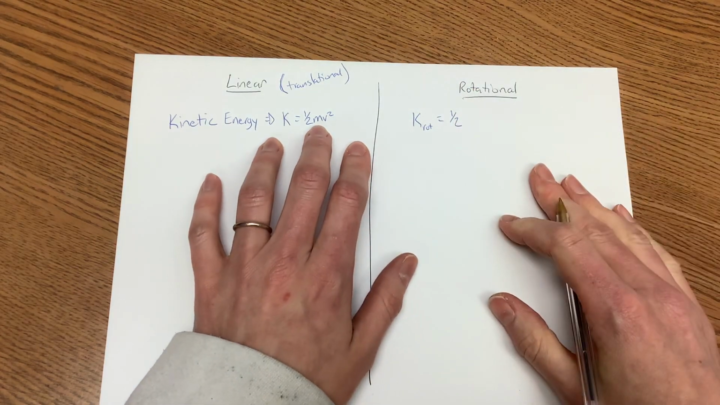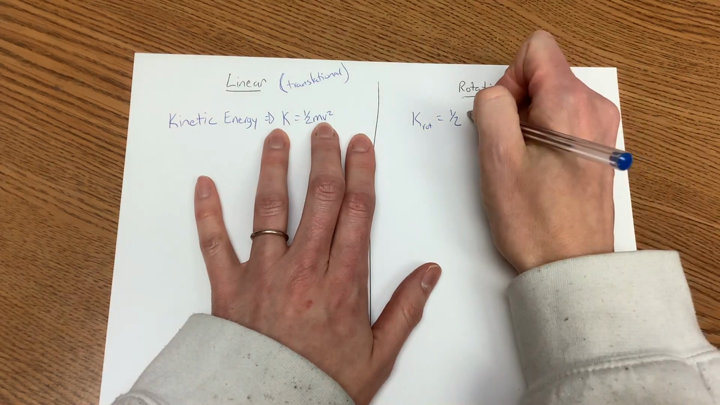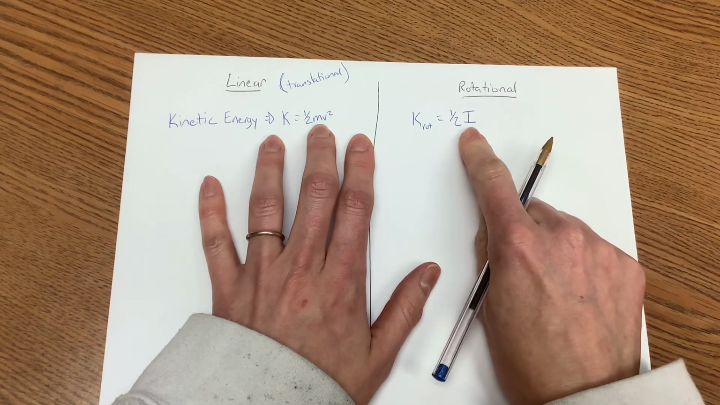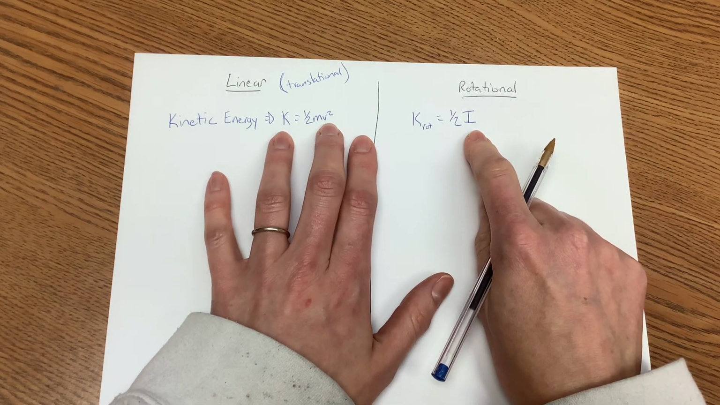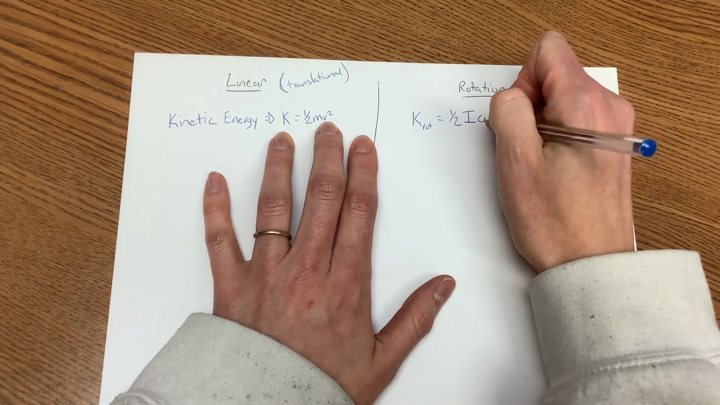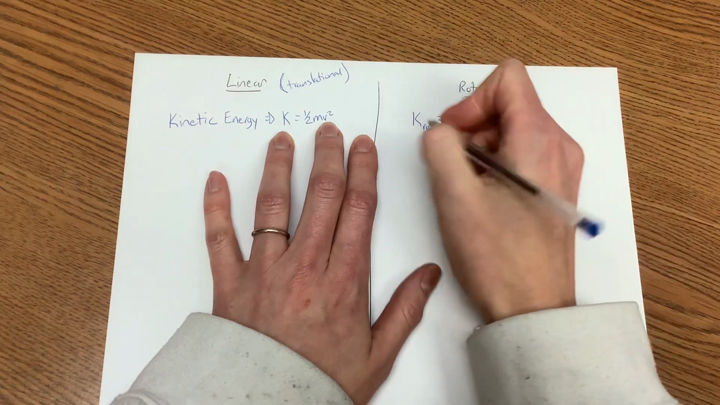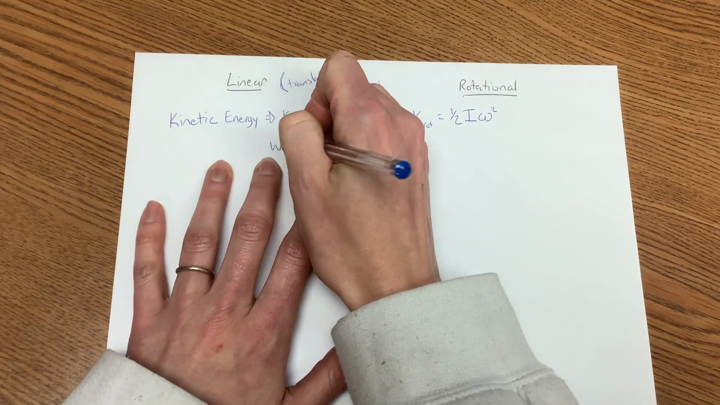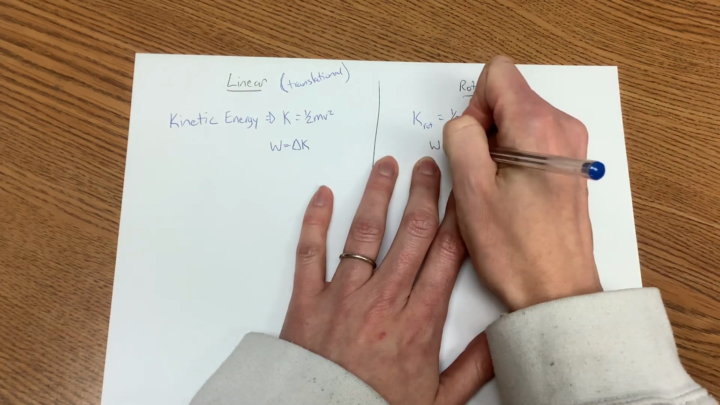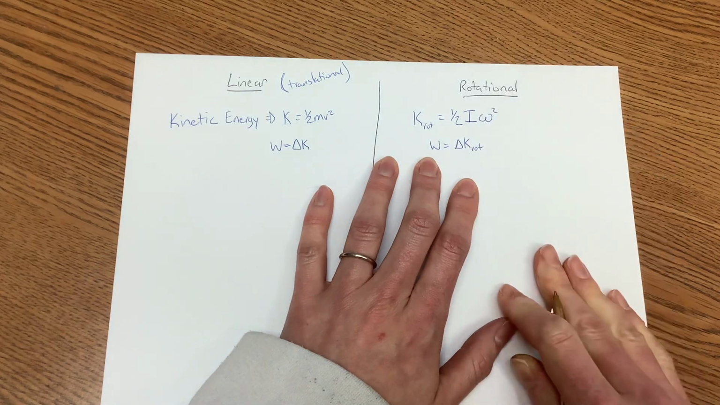Well, mass resists translational acceleration. Rotational inertia resists rotational acceleration. So we put I in there instead. And instead of linear velocity, we have angular velocity. And so that's it. And then you might remember that work is equal to the change in kinetic energy. Well, if you're doing work to make something rotate, it will be the change in rotational kinetic energy.